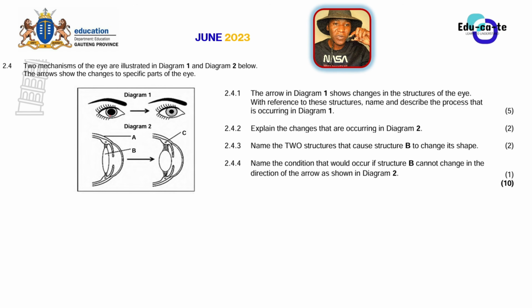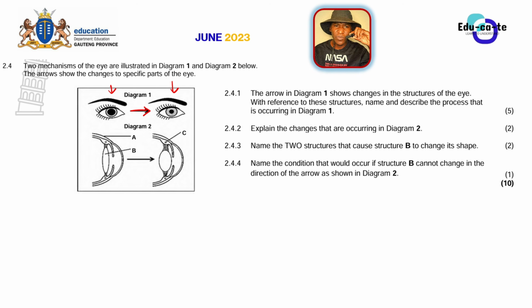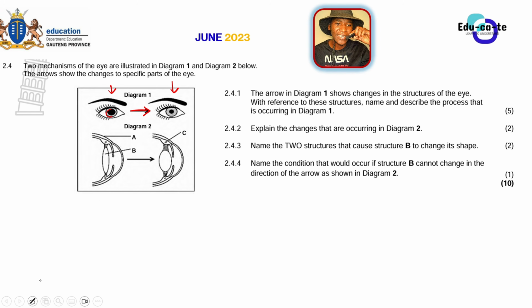So here we've got diagram 1 where the eye is changing from one phase to another. Look at this and look at this and tell me the difference. What is the difference between the first part and the second part of diagram 1? You can notably see a difference in the shape of the pupil. Remember that the whole part of the eye that allows light to enter is known as the pupil.